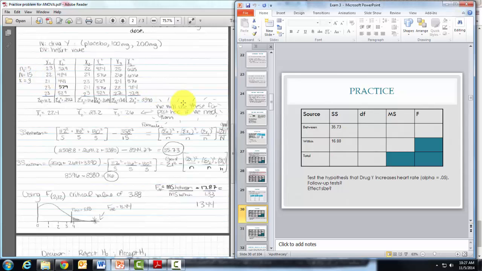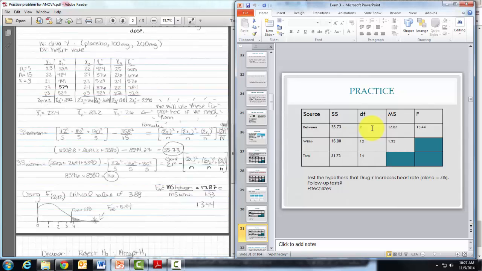All right, now we can calculate our mean squares. So I'm going to go ahead and switch to this next one where I've filled in all of the correct values for you. To get our mean squares between, we just take our sums of squares divided by our degrees of freedom between.